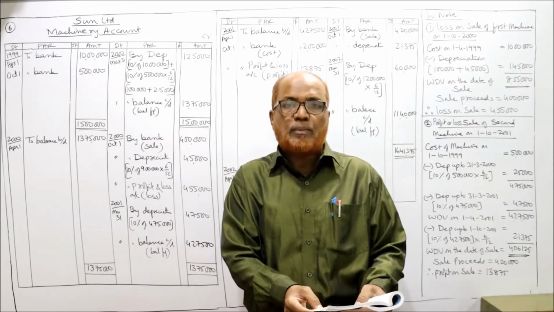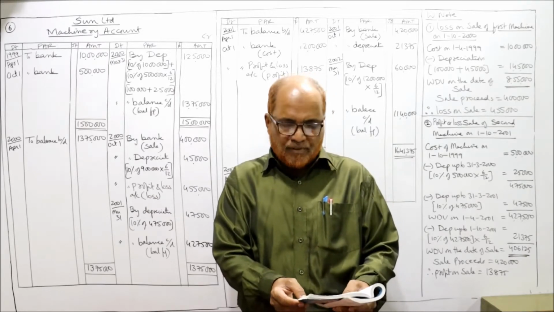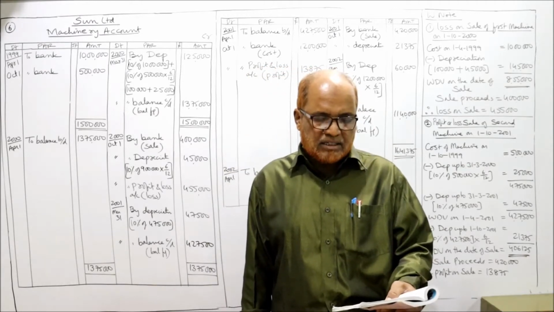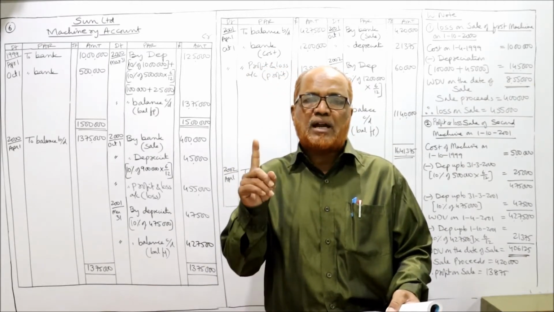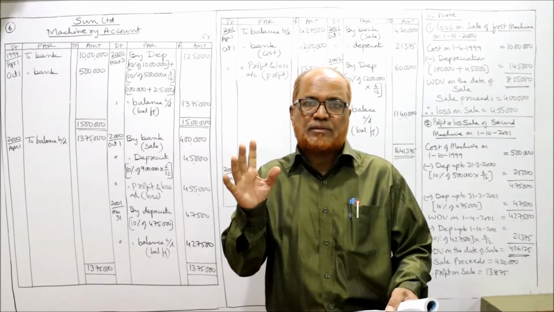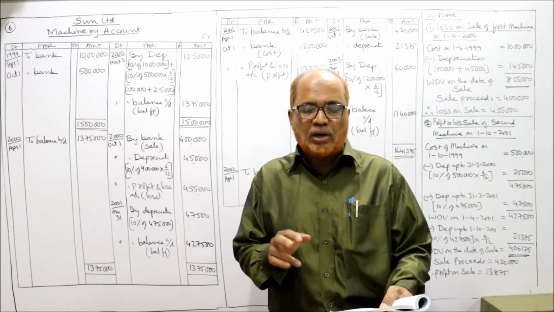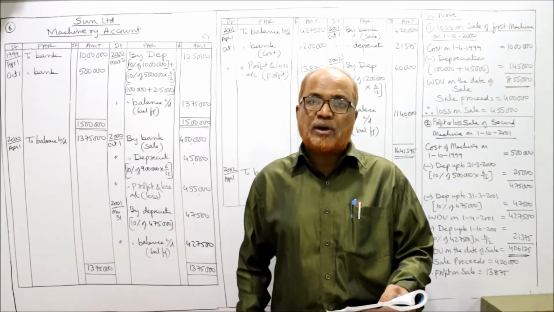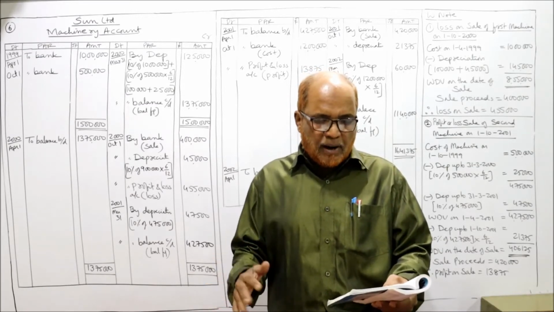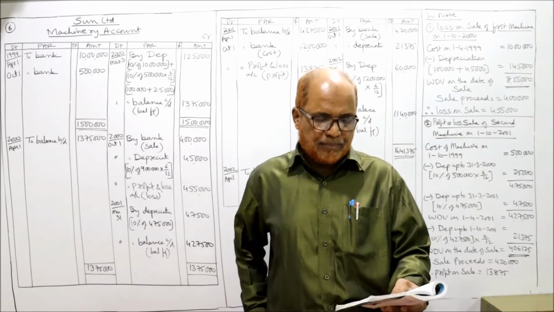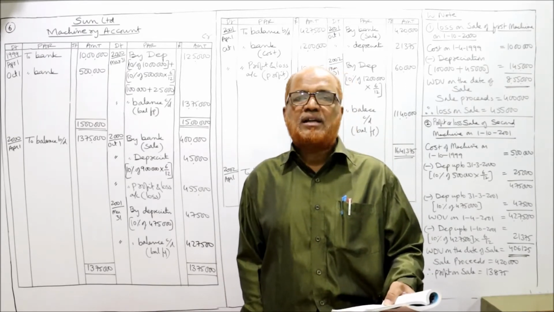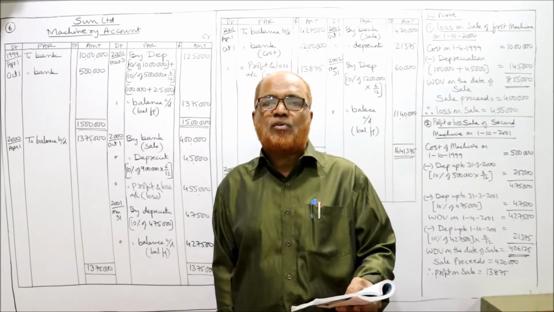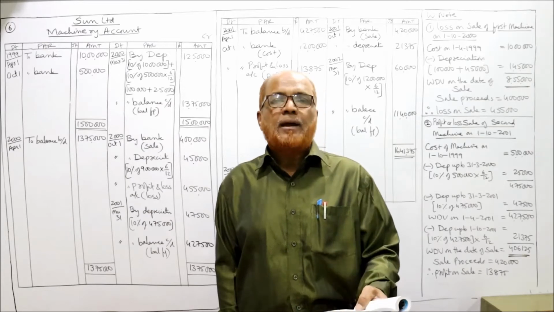On 1st October 2000, the plant purchased on 1st April 1999 was sold. First plant which was purchased for 10 lakh rupees, that was sold away. When is it sold? On 1st October 2000. And on 1st October 2001, a new plant was purchased for 12 lakh. And the plant purchased on 1st October 1999 was sold for rupees 4,20,000 on the same date.